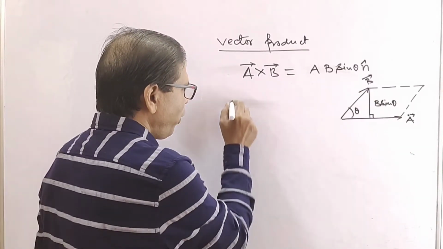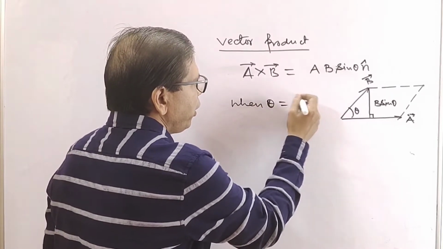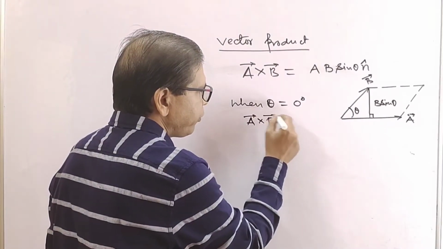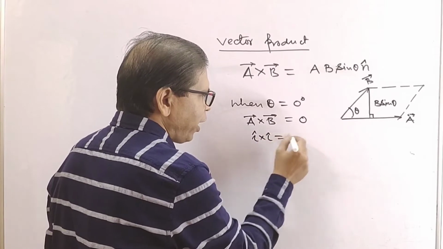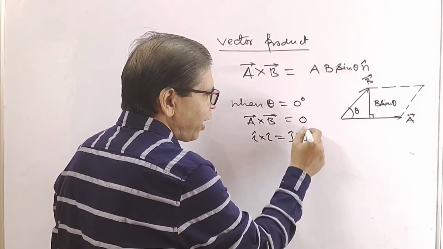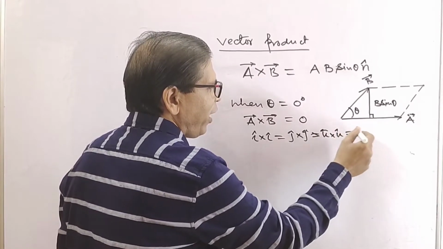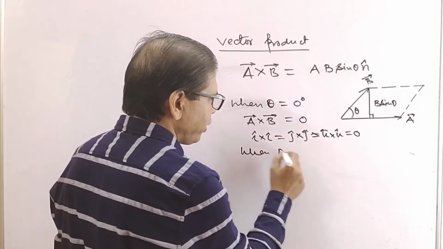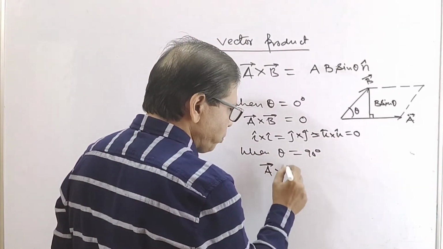Special cases, when theta equals 0 degrees. If theta is 0 degrees, look at this, a vector cross b vector equals 0. So look at this, i cross i equals j cross j equals k cross k, which equals 0.